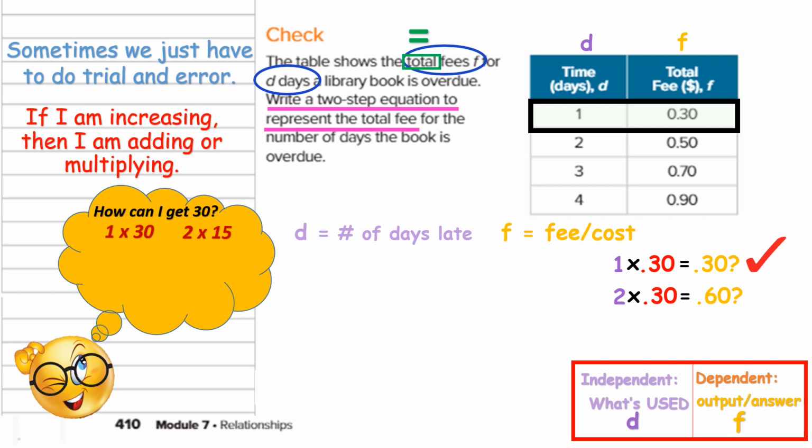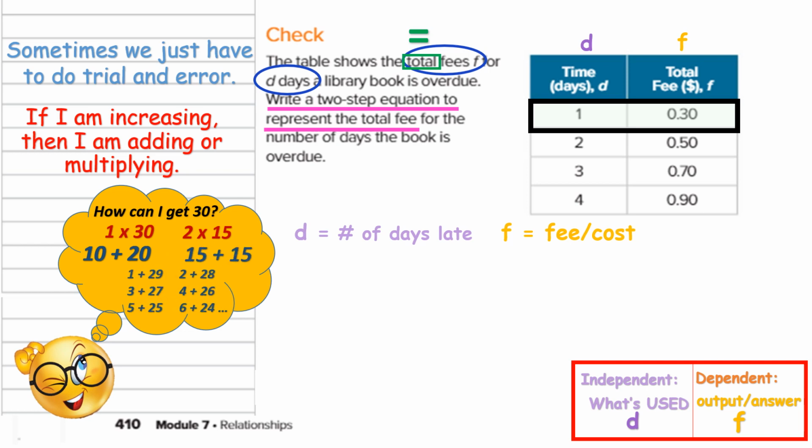And if I do 2 times 30, I get 60. But it tells me that I'm supposed to get 50 cents. So I know that that one step is not going to do it for me. So now I start looking at the idea, well, how about adding? What can I do to get to 30? Well, I can add 10 and 20, and I can add 15 and 15.